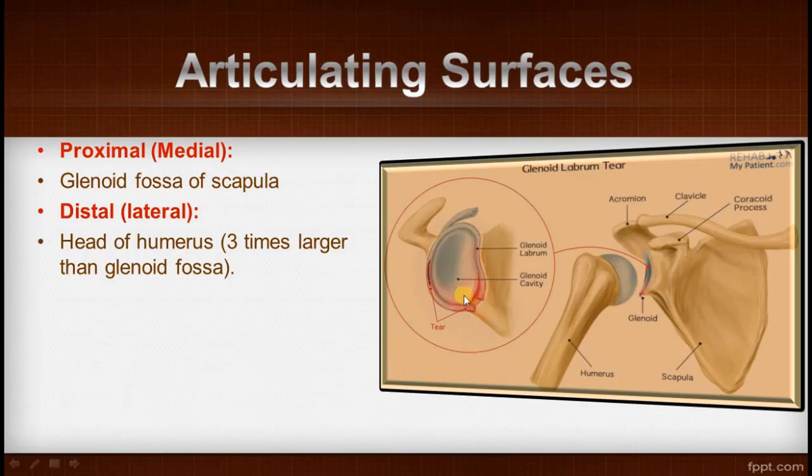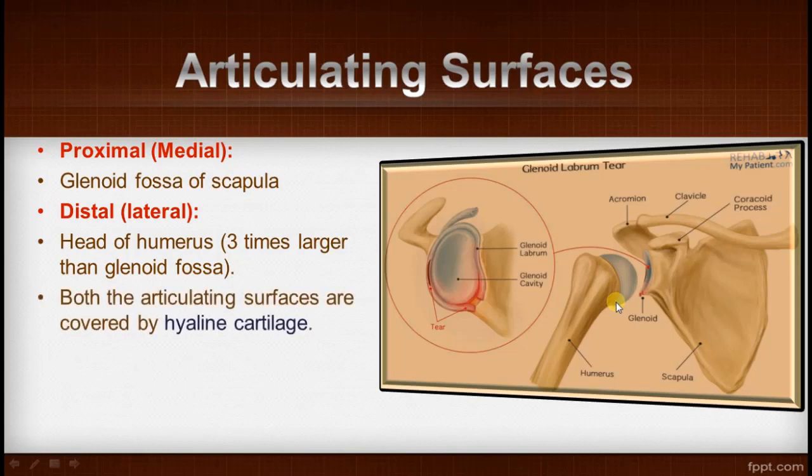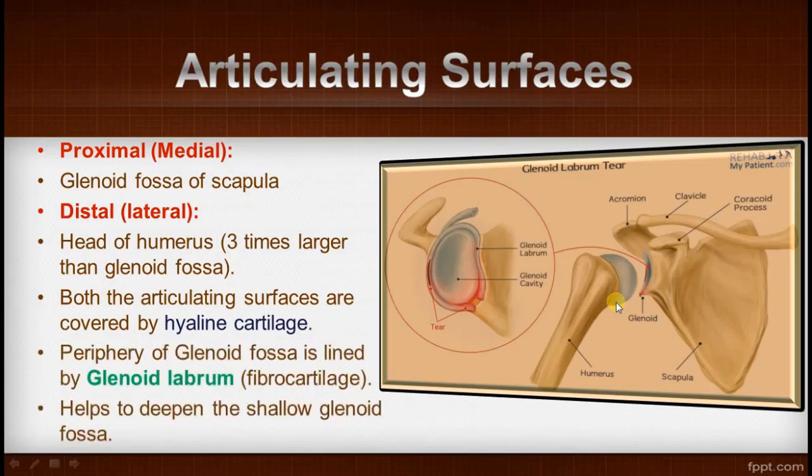So it covers the glenoid fossa and it also covers the head of the humerus up till this part, which is the anatomical neck of the humerus. Okay, so the articulating cartilage is the hyaline cartilage, which covers both the articulating surfaces.